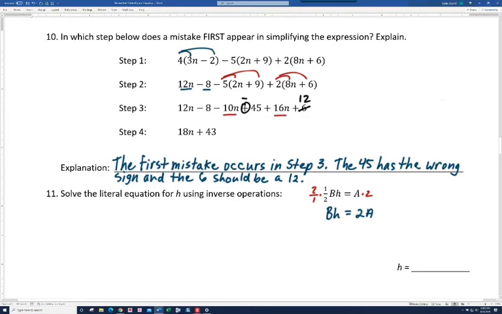Now I'm going to put the 2 in front of the A. We normally put the number first. And so now we're one step away from getting H by itself. Remember, H is what we're wanting to solve for.